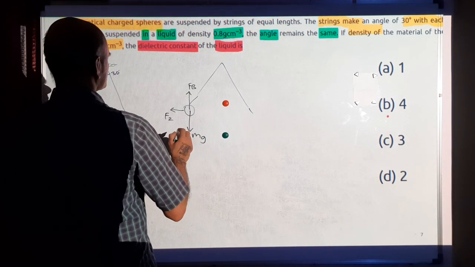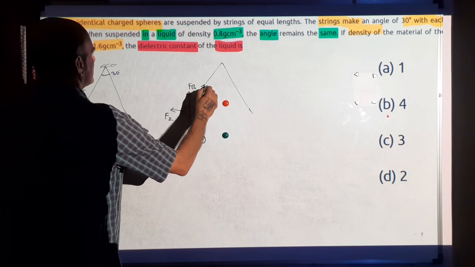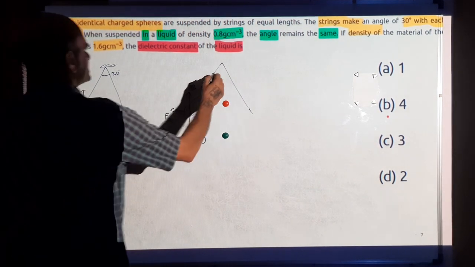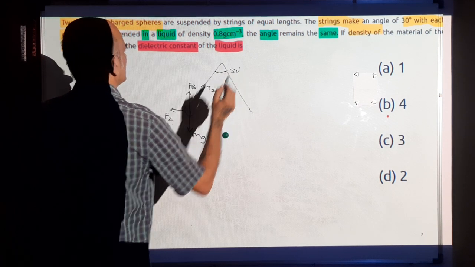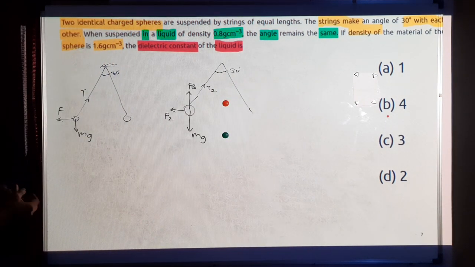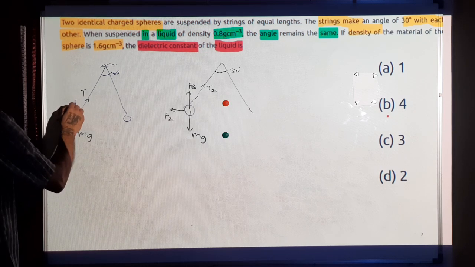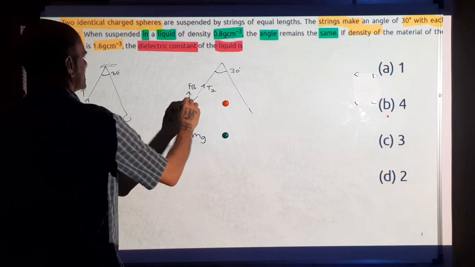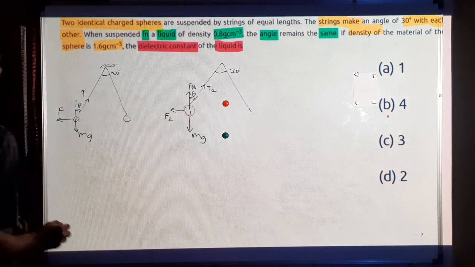And the tension in the string could be different from the first case, T2. But the angle remains the same. So for it to remain the same, what is the dielectric constant? Let this angle with the vertical be theta. Here also the same angle because this has not changed, same theta.